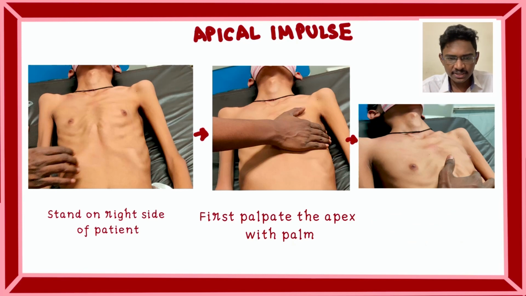After appreciating it, you can further localize by pointing your index finger. Some recommend changing it to the ulnar side of the palm, then pointing it with the finger. Some books also recommend directly pointing out the finger.